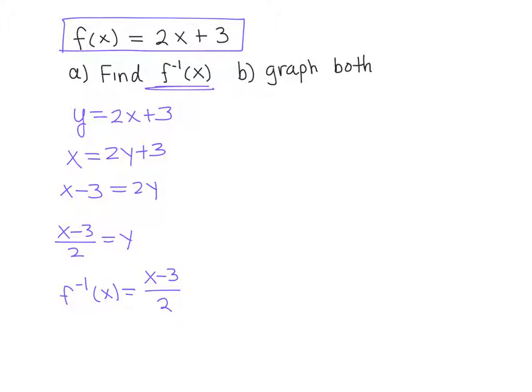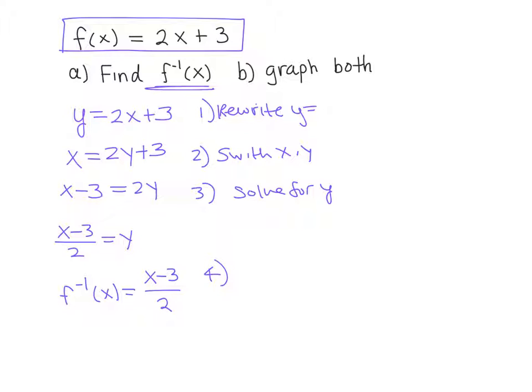So let's write down the steps. So first, rewrite f of x as a y is equal to. Second, switch x and y. Third, solve for y. And then fourth, rewrite in terms of x, as the inverse of x. Let's then graph these two functions.